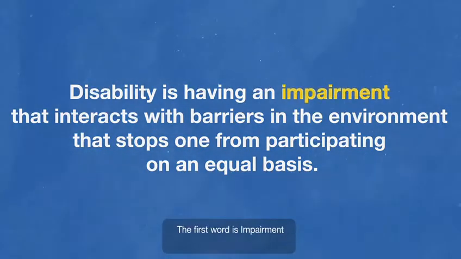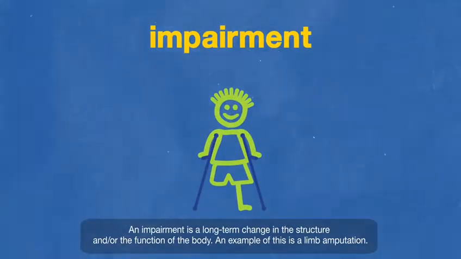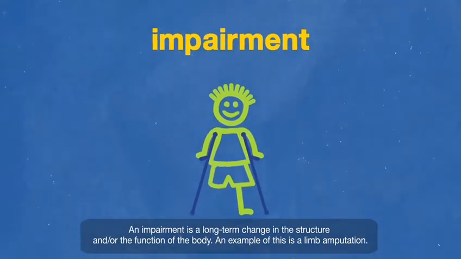The first word is impairment. An impairment is a long-term change in the structure and/or the function of the person's body. An example of this is a limb amputation.